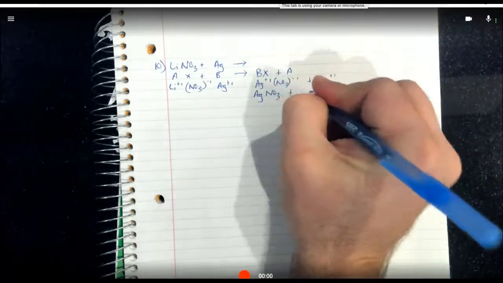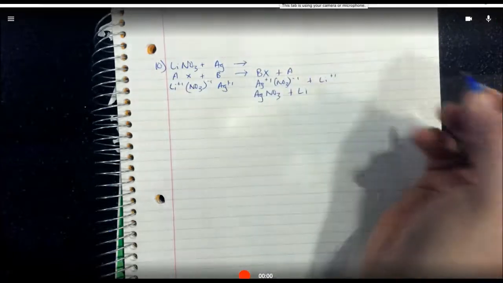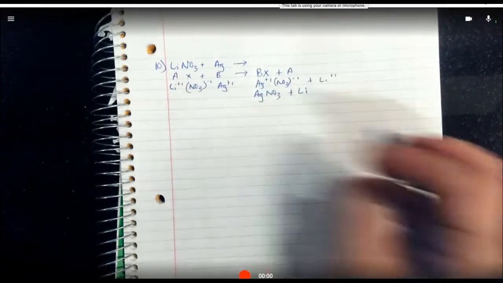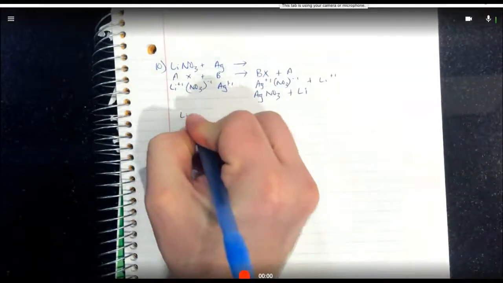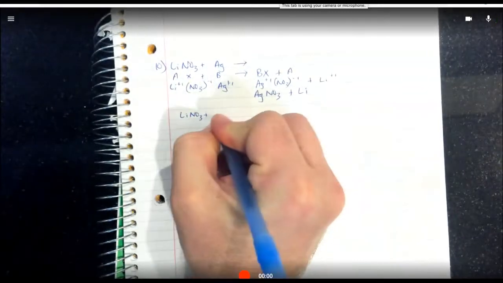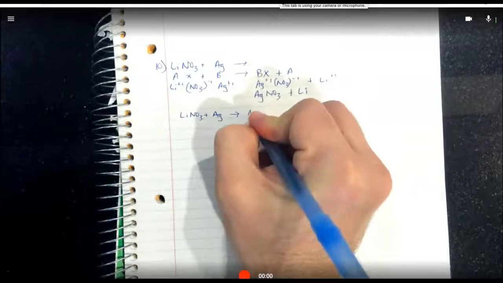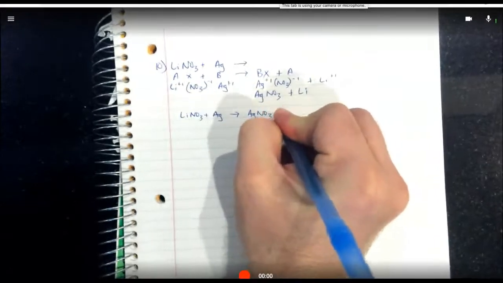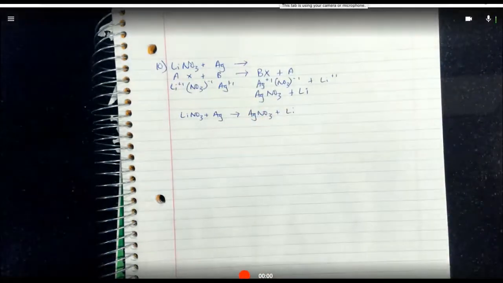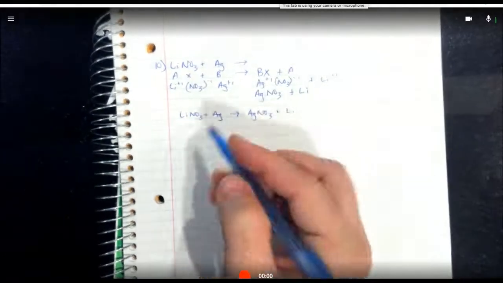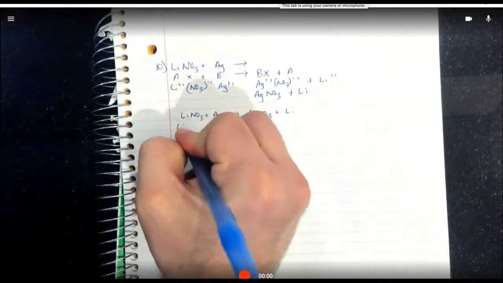But recall that metals can exist by themselves in these compounds. So it's just Li, no charge on it. So when we rewrite it, we have LiNO3 plus Ag yields AgNO3 plus Li. So now that we've properly written the products, we can go back and balance the equation.